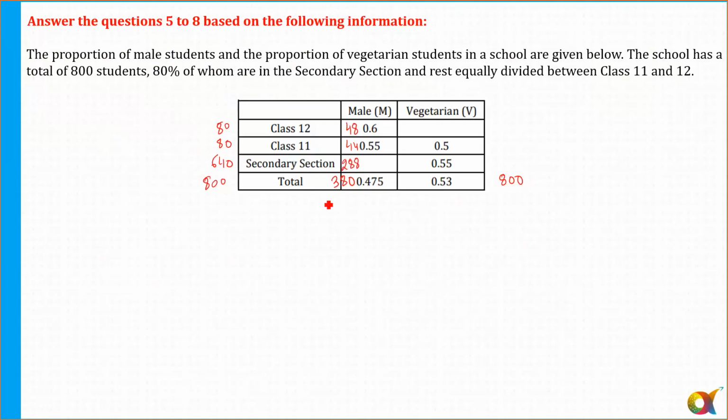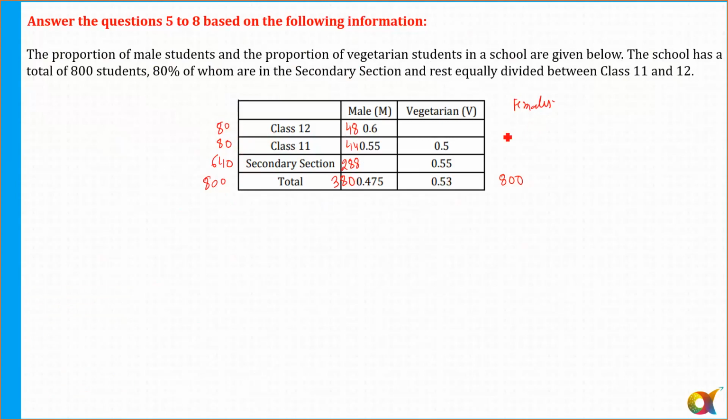Similarly, on the basis of this, we can also find out the number of females. Yes or no? So can you guys tell me how many females are there? Okay. In class 12, there are 80 students, out of which 48 are male. So the remaining, 80 minus 48, is female. Similarly, in class 11, 80 minus 44, and in the secondary section, 640 minus 288. So we can definitely find out the number of females also.